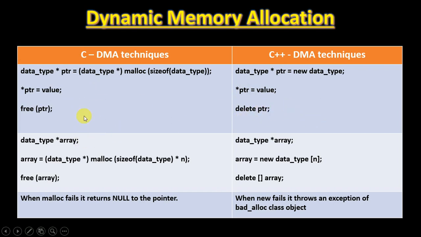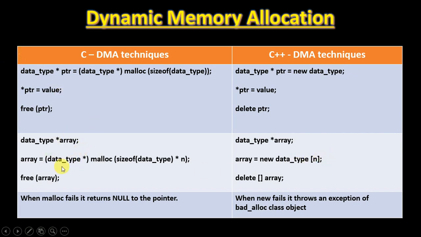Now, delete for an array of locations. For an array in C, datatype *array = malloc(sizeof(datatype) * n). So we have to give it like this. Along with the size of the datatype, you have to provide * n, how many slots you want. Here, same thing: datatype *array = new datatype. In the subscript operator, you have to provide how many locations you want. Maybe array of 10, array of 20, array of 100, that you have to provide.